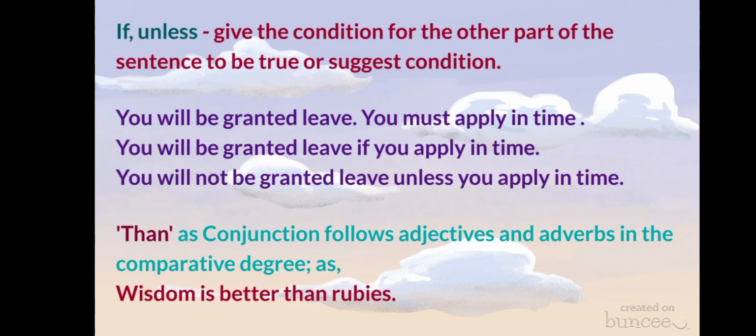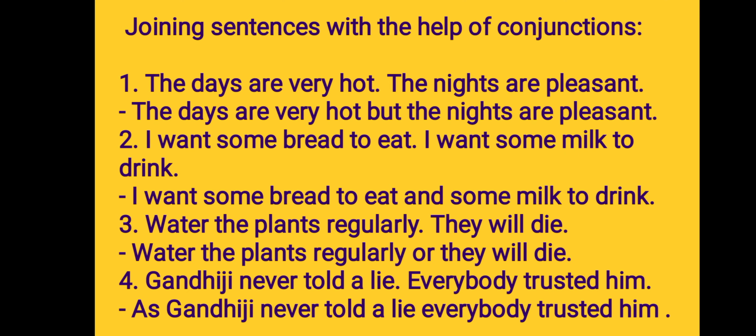Okay. Now we also use than as a conjunction. And when do we use than as a conjunction? When it follows adjectives and adverbs in the comparative degree. For example, wisdom is better than rubies. Okay. Students, there are more conjunctions, so many conjunctions are there, and you will learn about them also. So now we will see some sentences which are joined with the help of conjunctions.